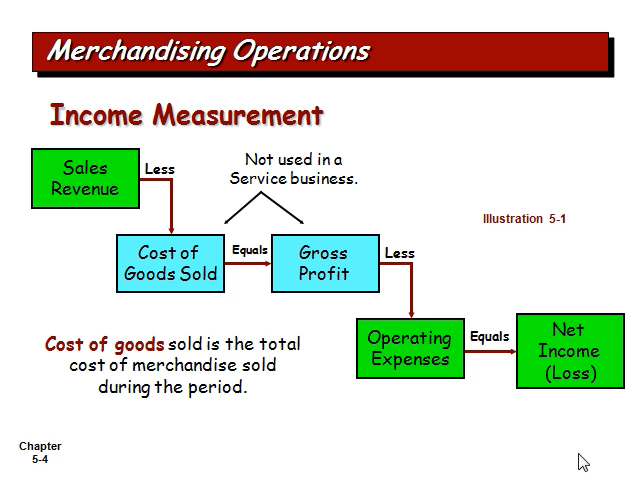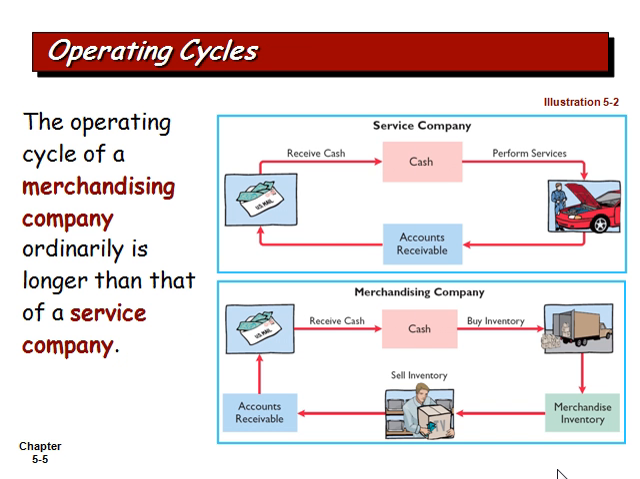Income measurement. We take sales revenue, the box in the green on the left, less cost of goods sold, gives us gross profit. There's a little bullet point in the middle: cost of goods sold and gross profit aren't relevant to service businesses because they're selling services, not merchandise. And from gross profit, we subtract the operating expenses, and that comes up with net income. So the operating cycle of a merchandising company is ordinarily longer than that of a service company. It's because it takes us a while to buy the goods, put them in inventory, and sell them. Some folks are faster at it than others.